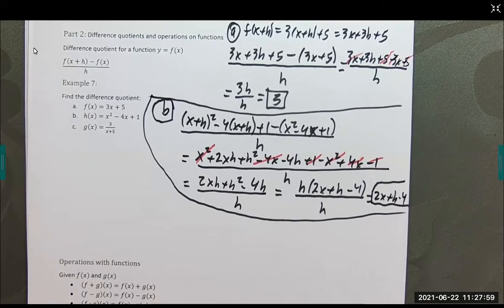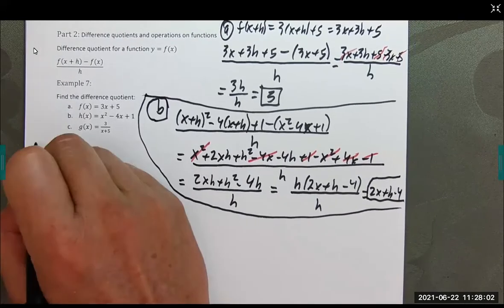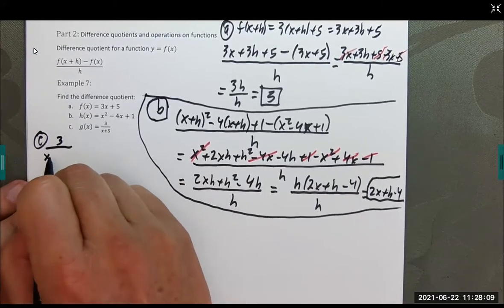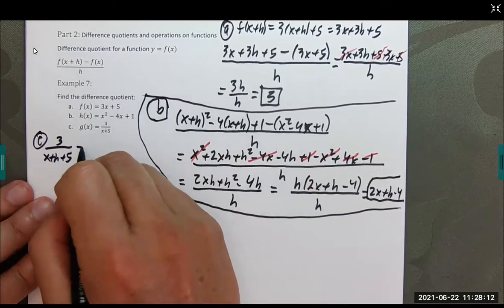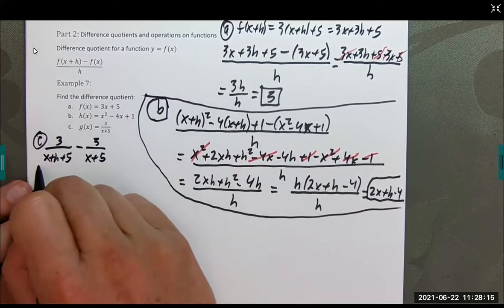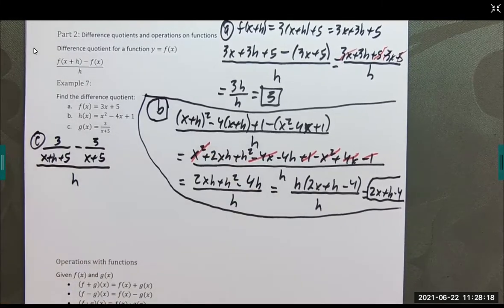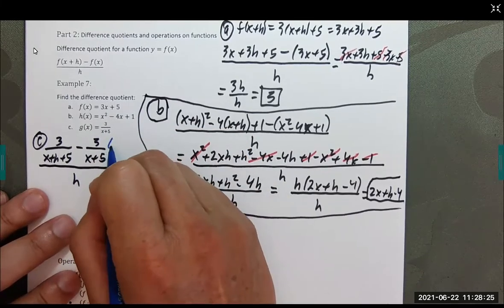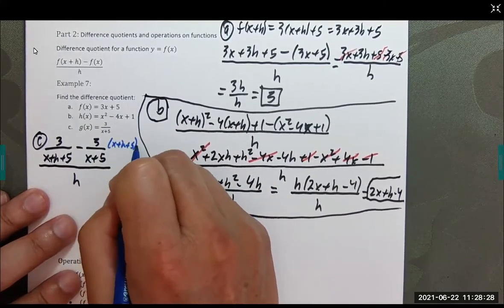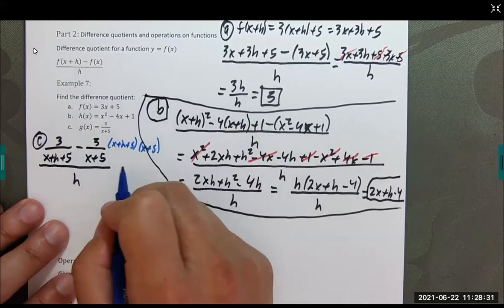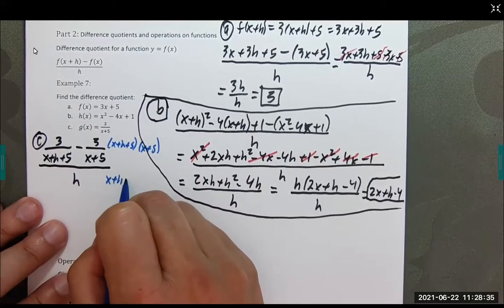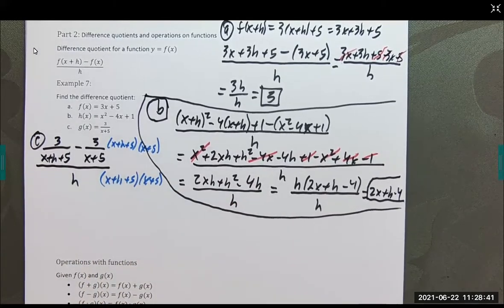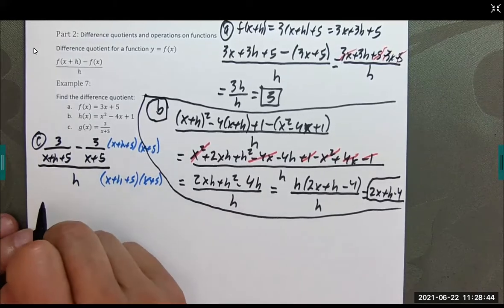All right, now part C gets even more crazy. So this is going to be 3 over x plus h plus 5 minus 3 over x plus 5, over h. And I'm actually going to multiply the top and bottom both by x plus h plus 5 times x plus 5, the top and the bottom. And we're not going to FOIL that out. We're going to keep it factored. That brings us to 3.